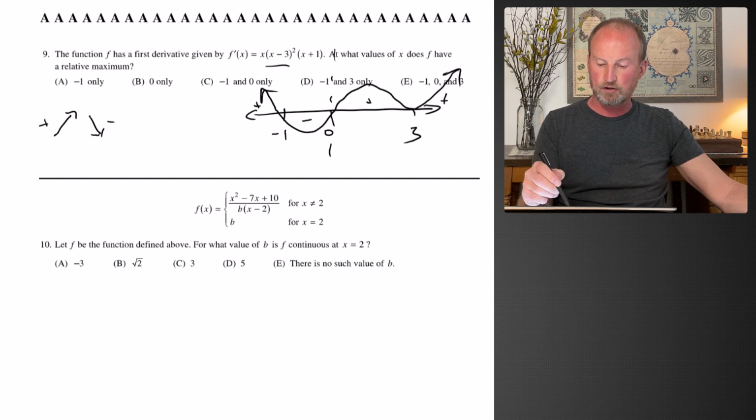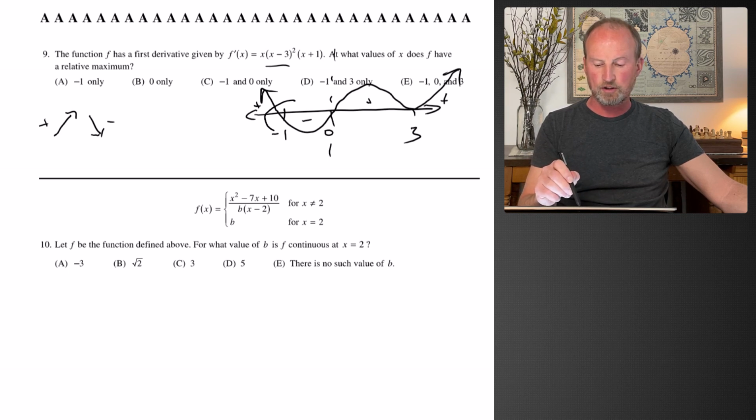If I picture this as an XY axis sitting here, that's what my graph would look like. Yes, you can always plug in points to double check that. But if you understand how to graph, it really saves me a lot of time. Okay, what do we want? Relative maximum. We want our graph to go from a positive derivative to a negative derivative.